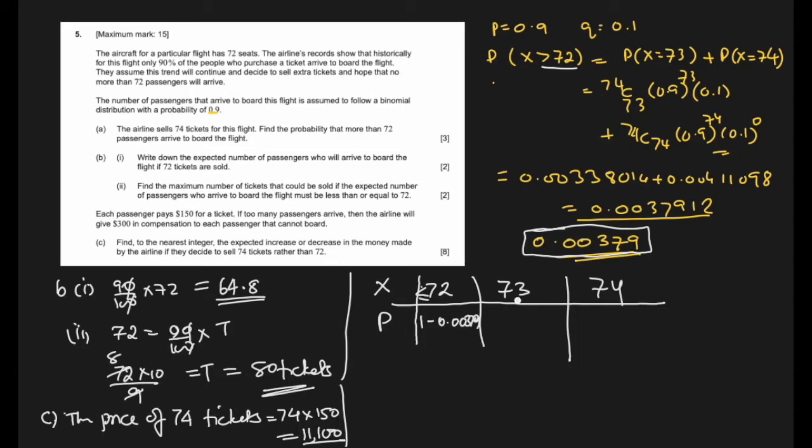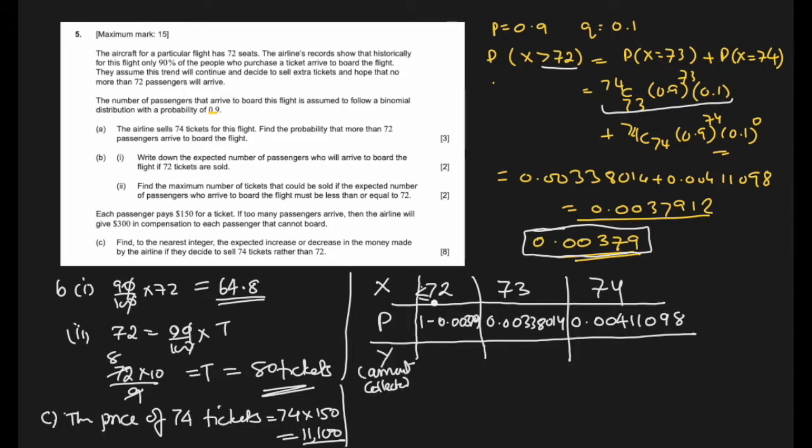So suppose 73 people arrive. What is the probability of having 73? And 73 was here, this one. Here it was 0.00338014, and 74 is 0.00411098. If 72 or fewer arrive, they don't have to give anyone any money.